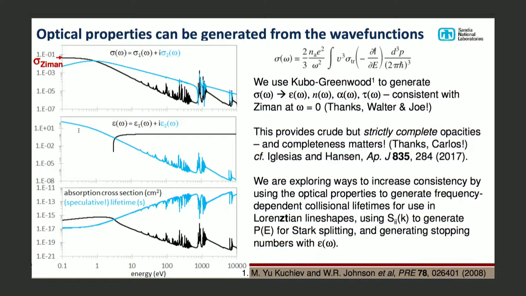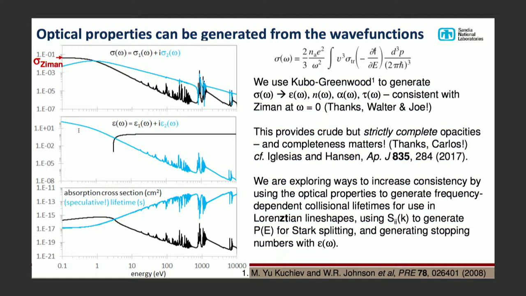You may also be able to get lifetimes, and this is speculative. This is something I'm still working on, so don't take it too seriously. But if you get lifetimes and cross-sections, you can get something to inform collisional lifetimes that tells you how lines broaden. So one of the problems in opacity is knowing where the lines are and how strong they are. Another problem in opacity is knowing how broad they are. And they can broaden by either collisional processes, spontaneous processes, thermal processes, or Stark effect.